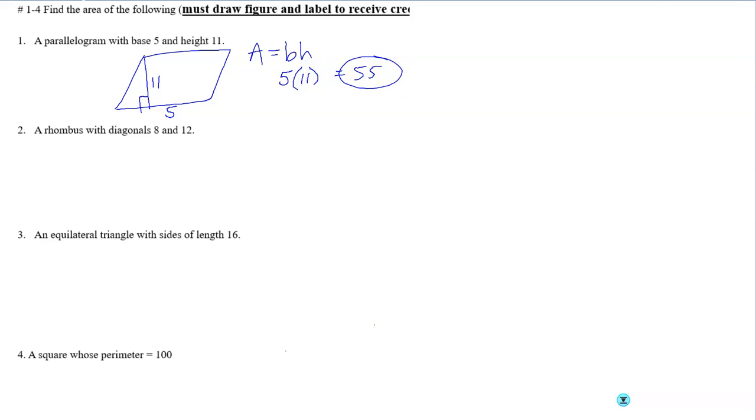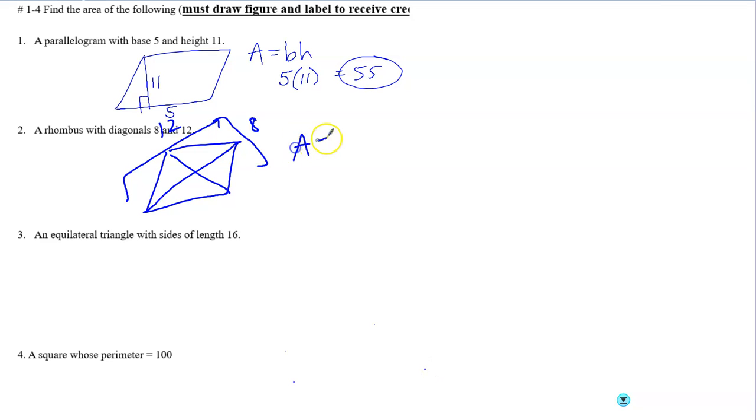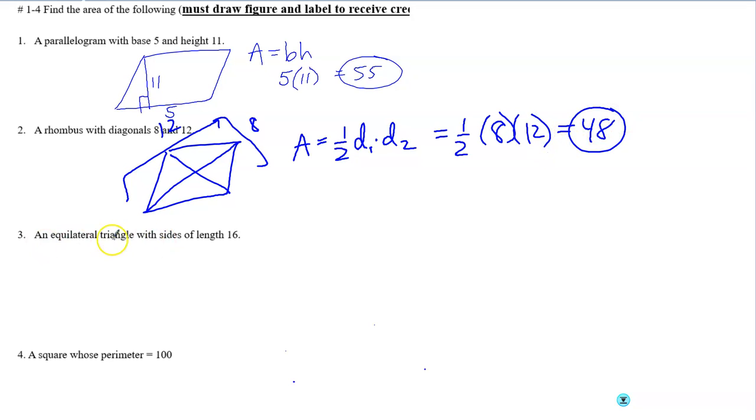Okay. Second guy, we've got a rhombus, and they gave me the two diagonals. So the two diagonals are, this whole thing is 8, and this whole thing is 12. I don't need to split it up because the formula for area of a rhombus is 1/2 diagonal 1 times diagonal 2, and I have both those things. So you can just go right to the formula. So I get 48.